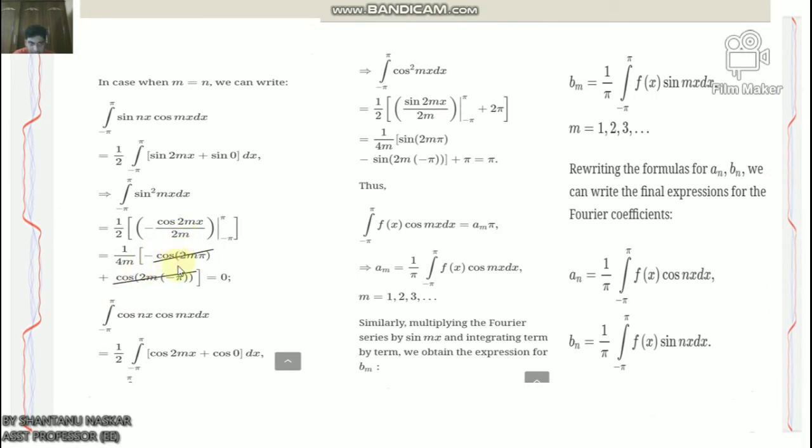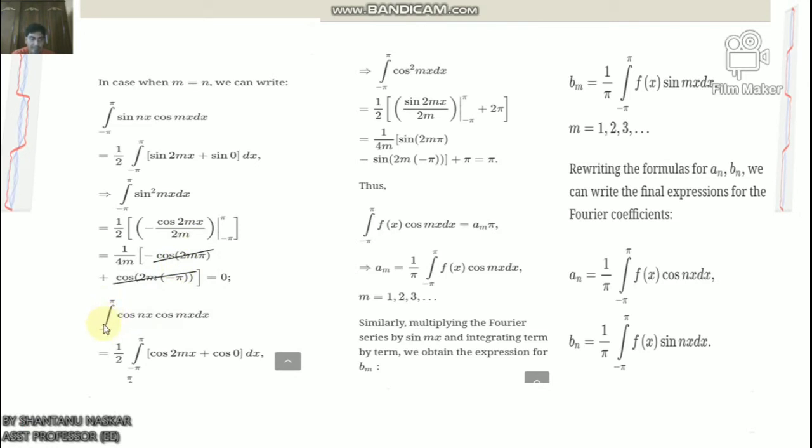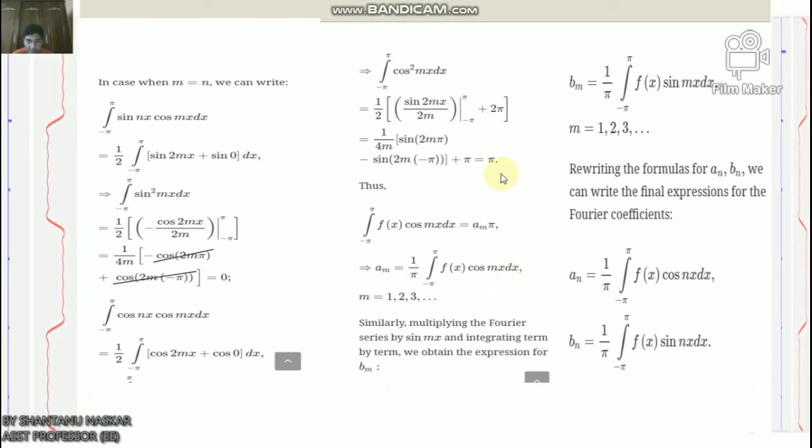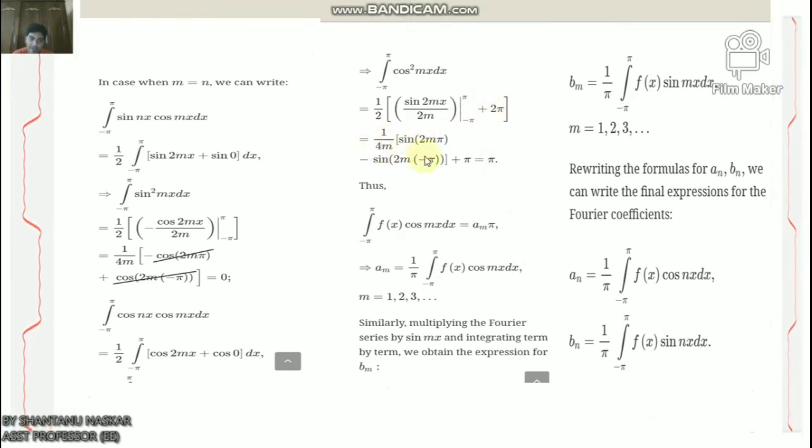We can write the integral from -π to π of cos nx cos mx dx equals half the integral from -π to π of [cos 2mx + cos 0] dx, which is the integral of cos square mx dx, equal to half of [sin 2mx by 2m plus x] over the interval -π to π, which is 1 by 4m times sin 2mπ, minus sin 2m(-π), plus half of 2π, which equals π.